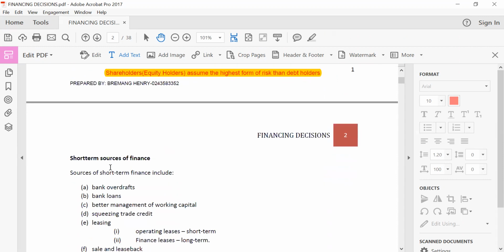So we are going to look at the third thing for the day. But notwithstanding, I've talked about a lot of issues. Because the lecture will be recorded, you can listen to it over and over again. So we are looking at some short-term sources of funds.